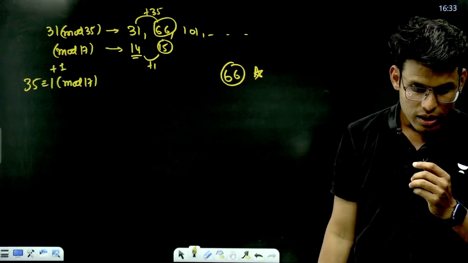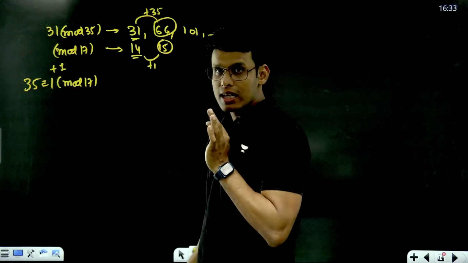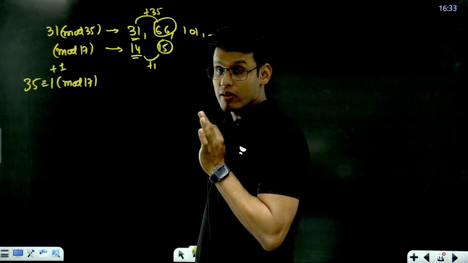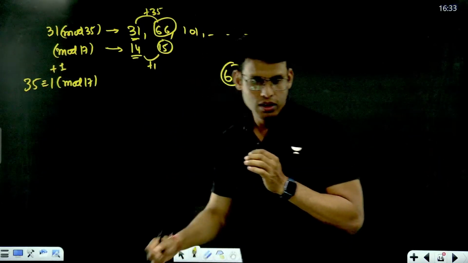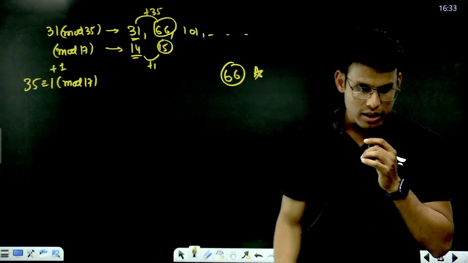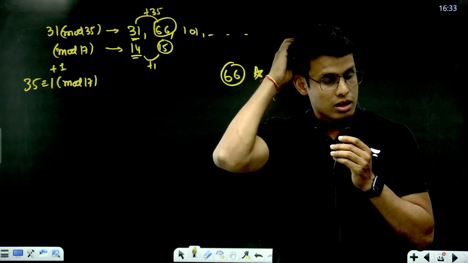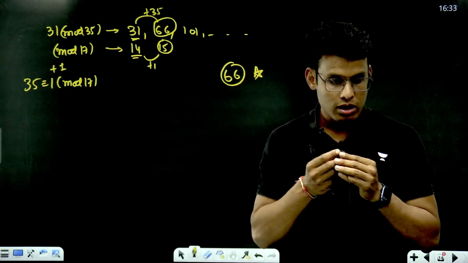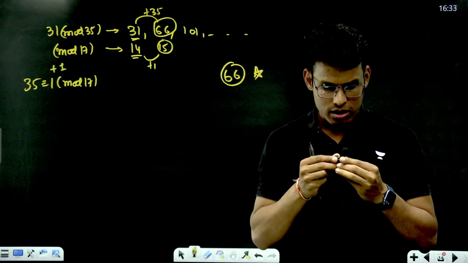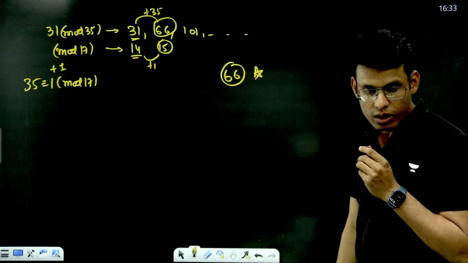Sir, why 14? Remainder of 30 when you divide by 17. When you divide 30 by 17, we are not generating this number. Is it clear?